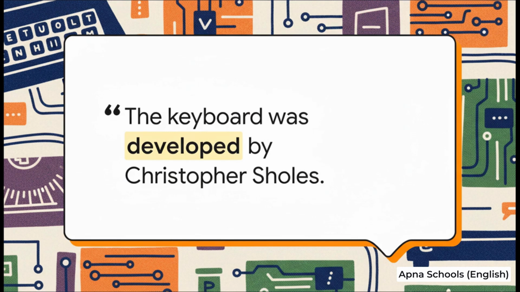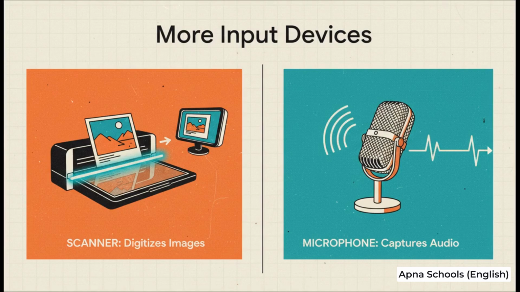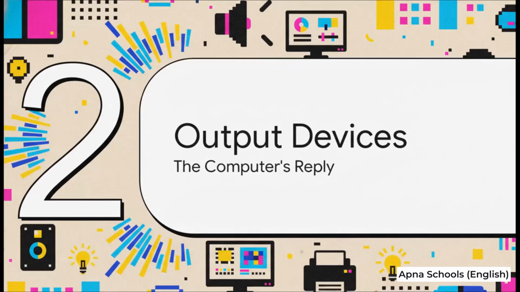And for our second bit of trivia, that keyboard layout we all use, the QWERTY layout, is mostly credited to an inventor named Christopher Sholes. And get this, he designed it way back in the 1870s for typewriters. And it's just stuck around ever since. Kind of amazing, right? But of course, we don't just point and type anymore. A scanner, for example, takes a physical picture or a document and zaps it into the computer as digital input. And a microphone? Well, it does the exact same thing, but for our voice, capturing sound and sending it right into the machine.